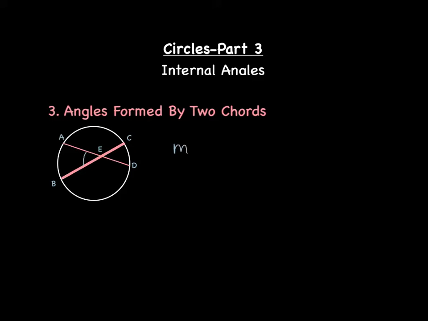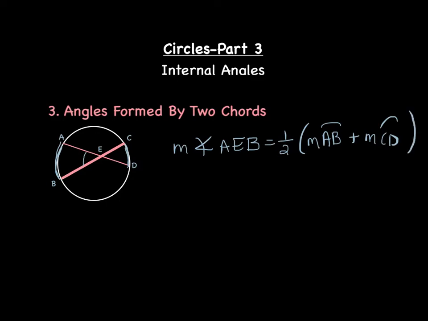So the measure of angle AEB is going to equal 1/2 of the sum of the two arcs that are intersected by those chords. So what do I mean by that? I mean arc AB and arc CD. So 1/2 the measure of arc AB plus the measure of arc CD.